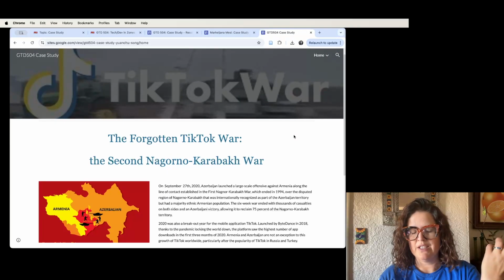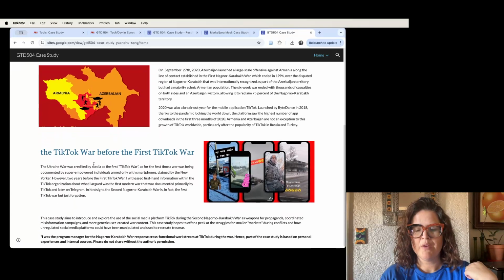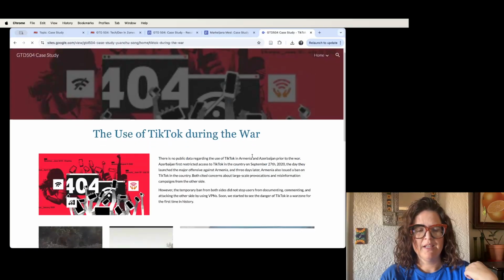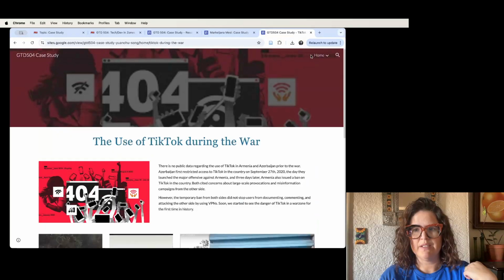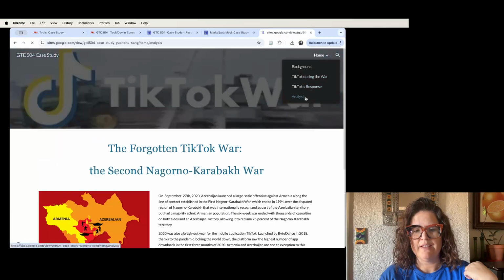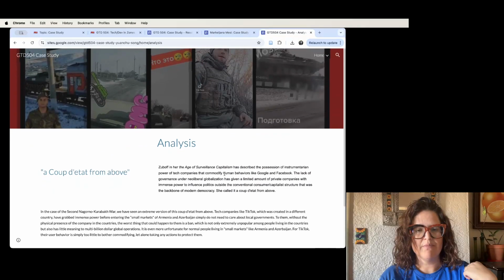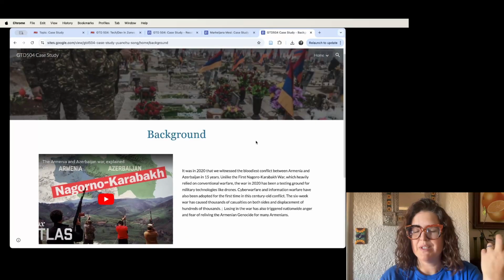the forgotten TikTok wars. The student asserts that the first TikTok war was the conflict between Armenia and Azerbaijan, where TikTok played a major role. This one's a little bit more like a paper. They have an argument and original pictures, some TikTok items, and then this student offered an analysis of what's going on, applying the course concepts.